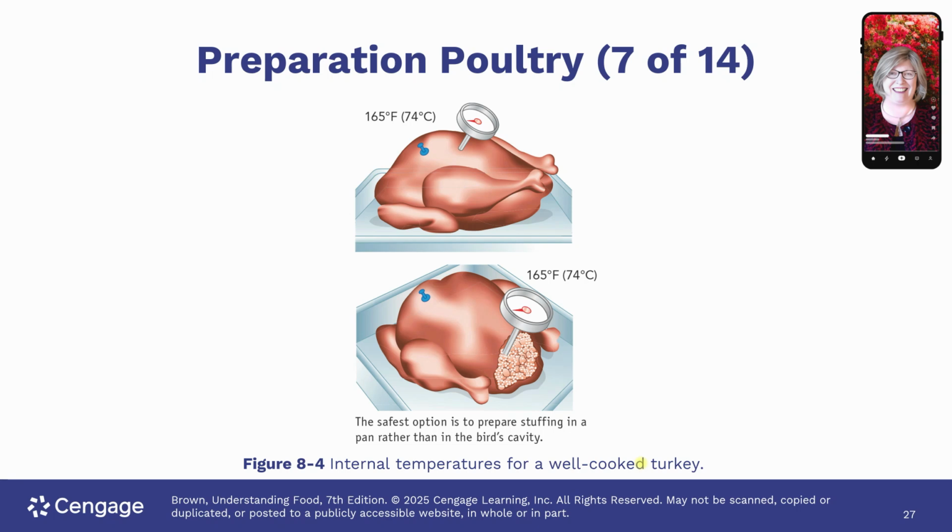And here we have an image of how you take the temperature. You have to take it away from a bone, and you have to insert the thermometer up until the notch that indicates what part of the thermometer has the sensor. And as you see here, it's safer to prepare stuffing in a pan rather than in the bird's cavity.